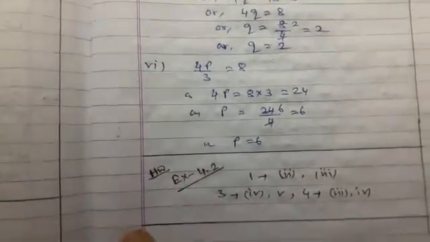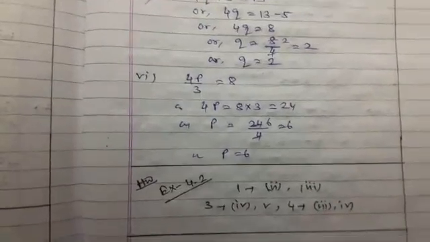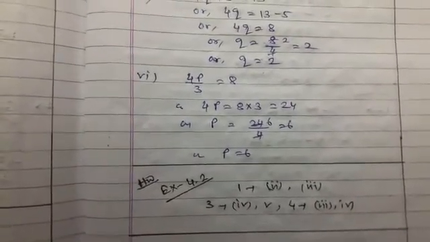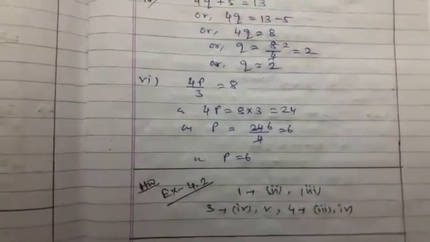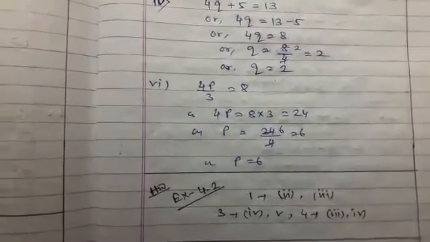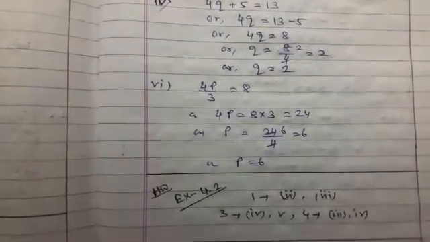From exercise 4.2, your HW is 2 and 3 of 1, 4 and 5 of 3, and 3 and 4 of 4. That's all for today.